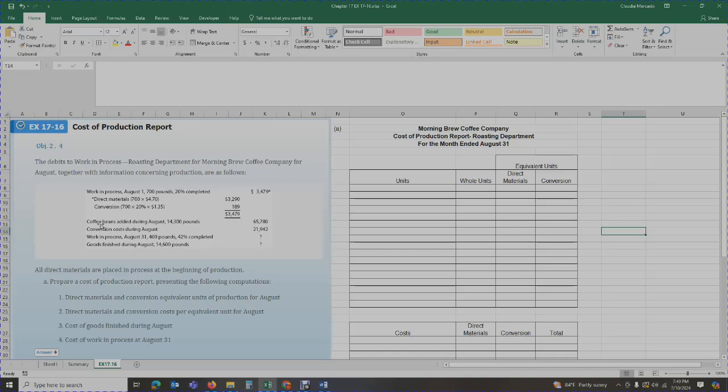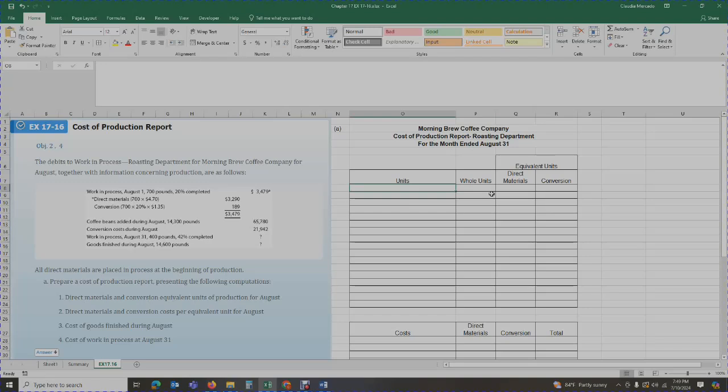During the month of August, we added 14,300 pounds of coffee beans for $65,780. We had conversion cost, that's your labor and your overhead, of $21,942. And then we have work in process of 400 pounds of coffee, that is 42% complete, and we need to calculate that. Our goods finished during the month of August is 14,600 pounds. That is what was completed during the entire month of August, and we're going to be able to calculate that.